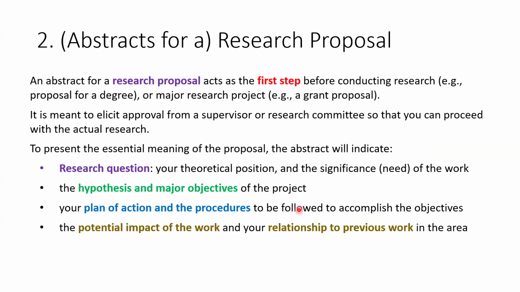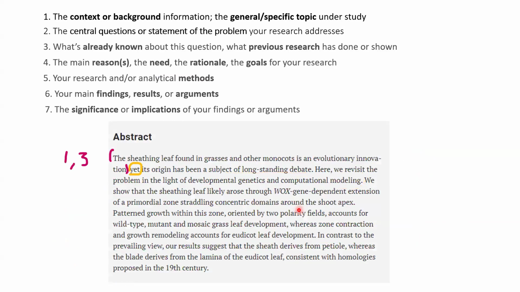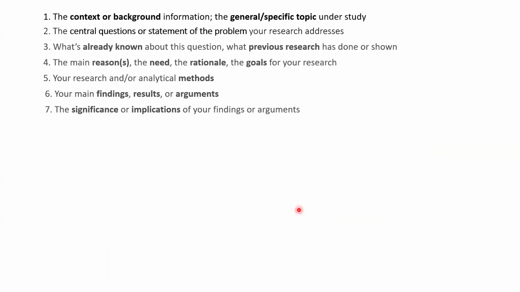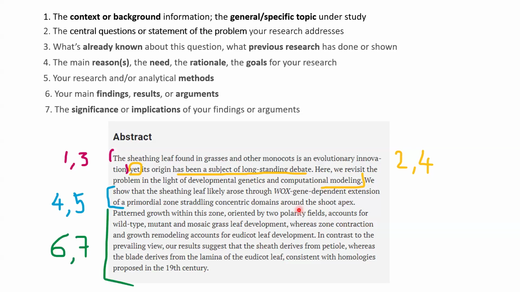And now that is how you should make journal abstracts. Please always make sure that you have all these seven attributes put into the abstract writing. The context, the central question, what is already known about the question, the main reasons why you are doing it, the methods, and the main findings and the significance and the implications, right?